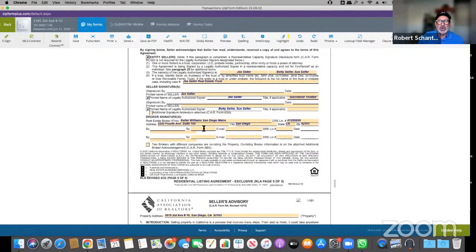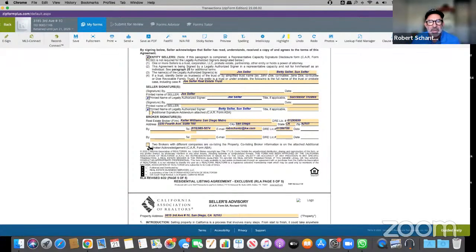Then the next section is broker signatures. This is not me, this is actually you guys. So you put your, I'll go ahead and fill in my stuff. But it would be your information.